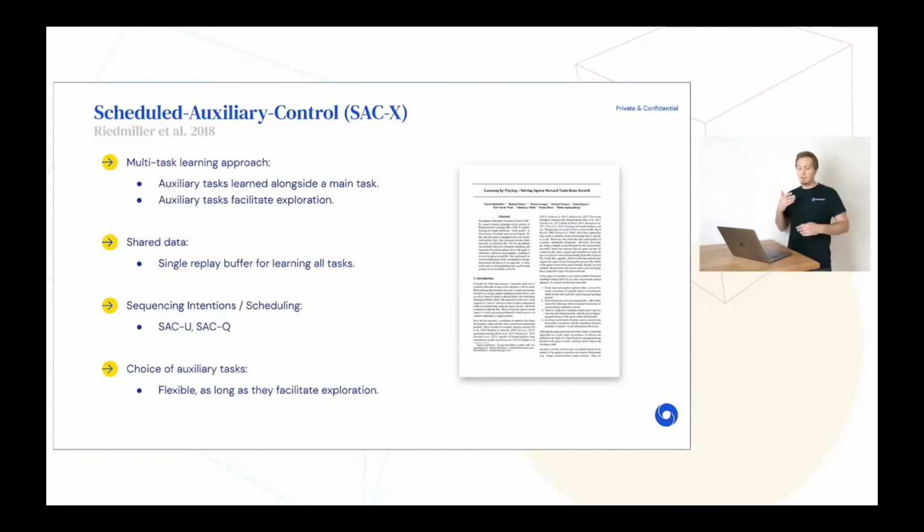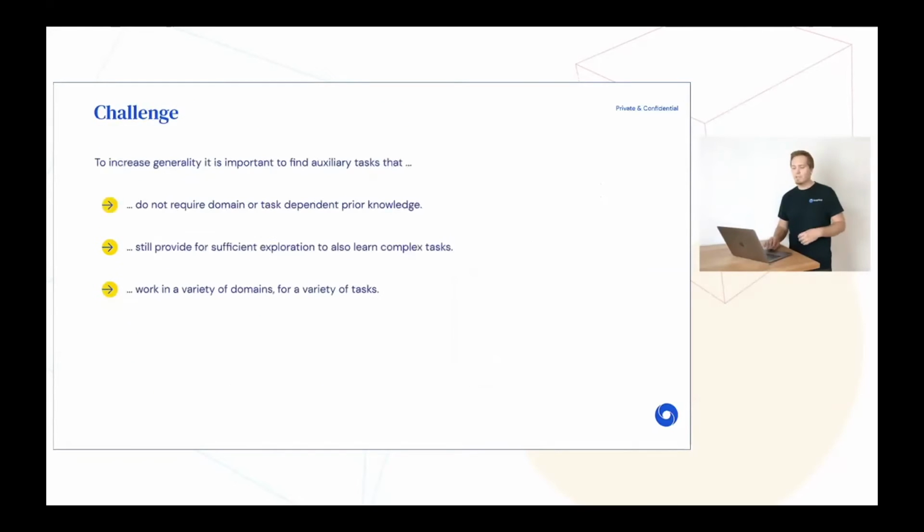Previously, however, auxiliaries were usually chosen specific to the goal task, often with a lot of hand engineering and with domain knowledge encoded in the reward definition. When aiming for generality, a challenge here is to find auxiliary tasks that do not require a lot of domain or task-dependent prior knowledge, but that still provide for sufficient exploration to also learn complex tasks in a variety of domains. With simple sensor intentions, we wanted to take a step in this direction.